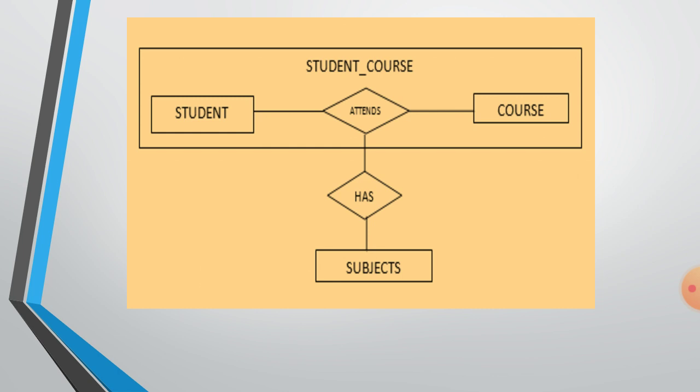And another entity is subject. So whenever the student attends the course, only then will the student gain knowledge on that subject. This is called aggregation. We already discussed what is meant by aggregation: it is a process which combines two entities as a single entity. Here the student and the course entities will be treated as a single entity named student course. That student course entity is related with the subject entity, with the has relationship. So this is about the aggregation concept.